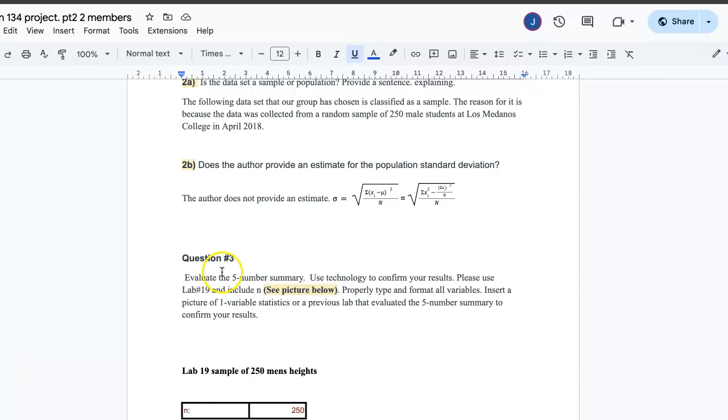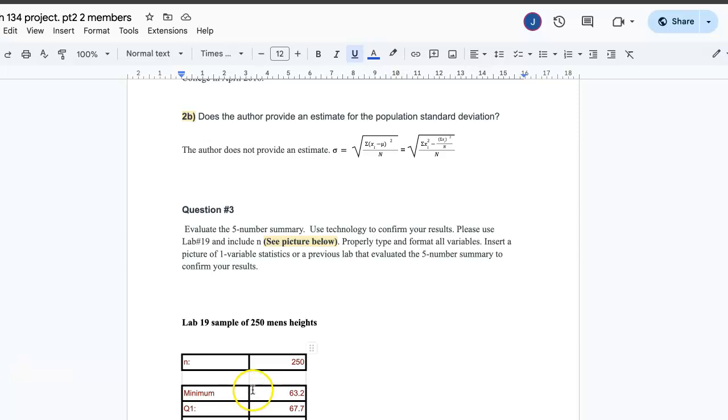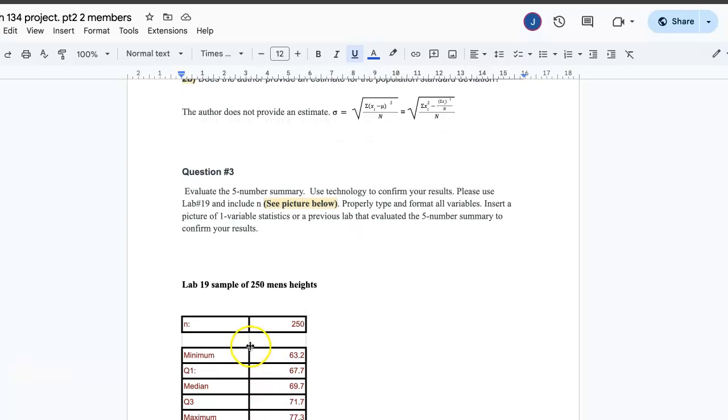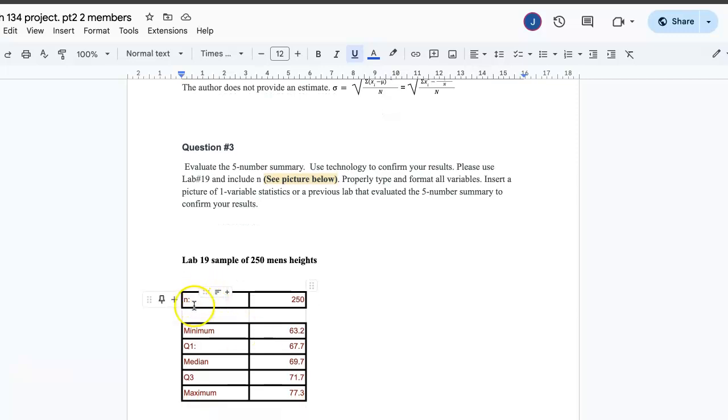The third question asks, evaluate the 5-number summary using technology to confirm your results. Now, for the technology portion, what we did was we went on StatCrunch and we used the output it gave us in terms of the one variable stats. And there it was provided to us our sample size, which is provided by the letter N, and it is 250.